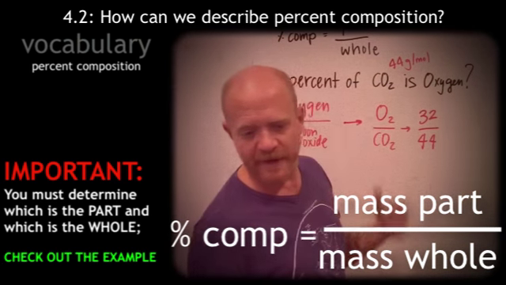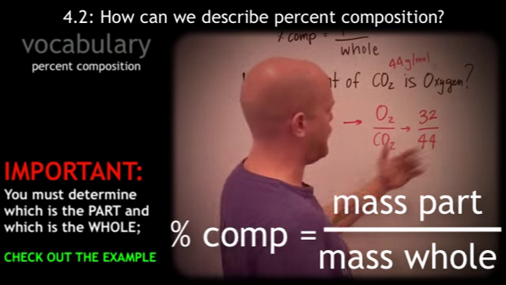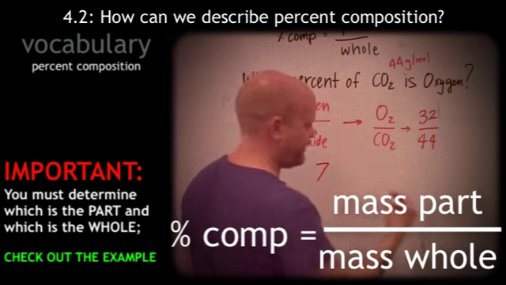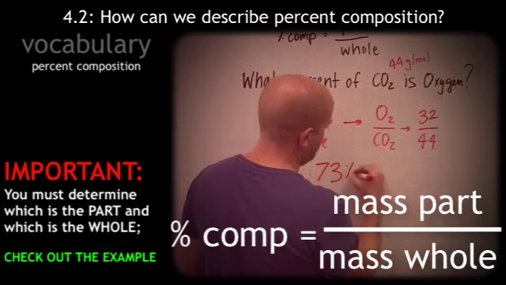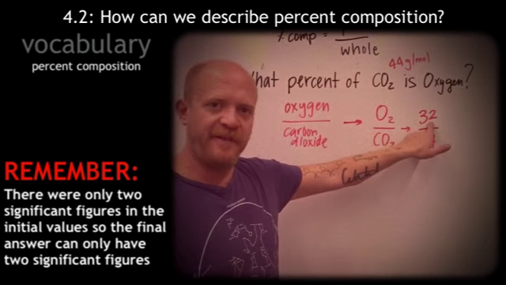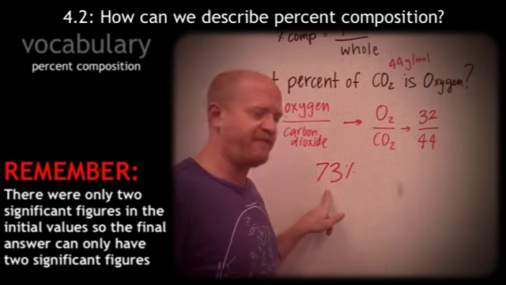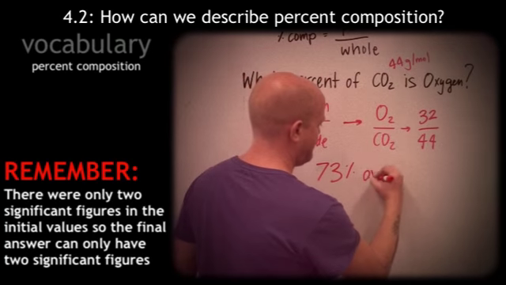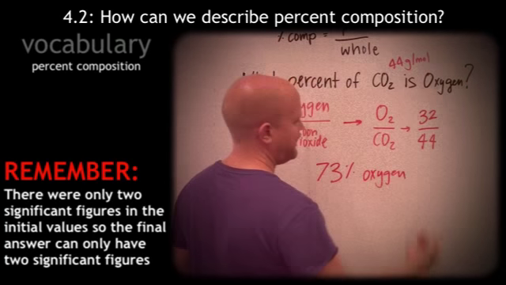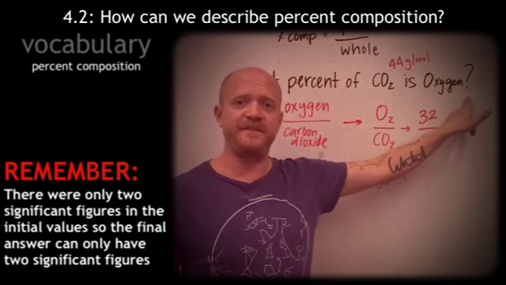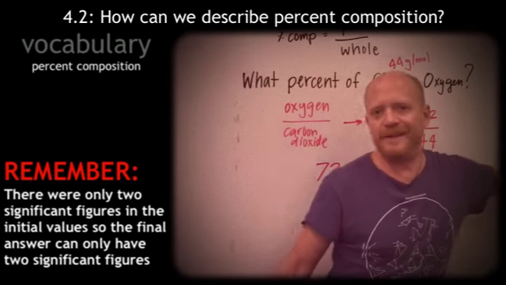You got to multiply this by 100 as well. I know you guys know how to do that. It is 72.7272. So when we round it, it's going to be 73%. These were two significant figures. This is two significant figures. So 73% oxygen. We don't write O2, we write oxygen because it's actually asking us for oxygen there. Okay? Let's look at another one.